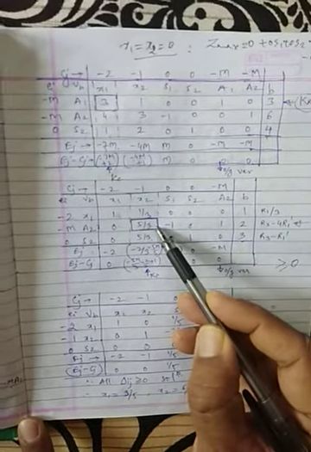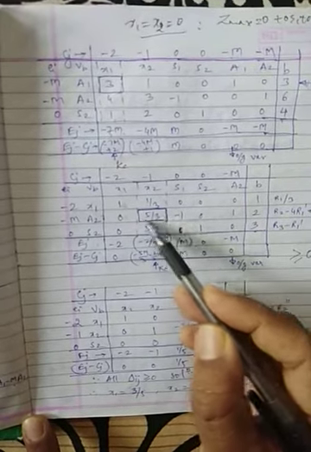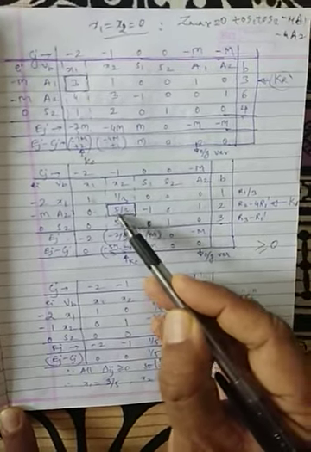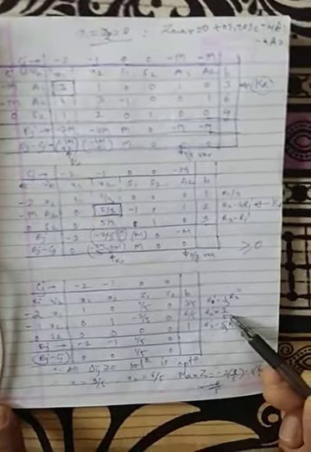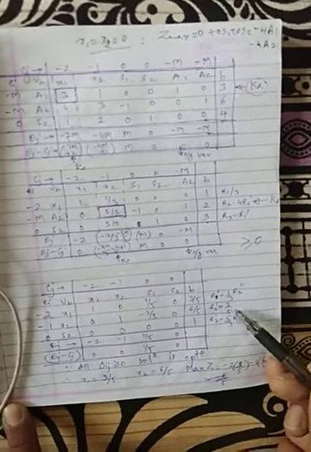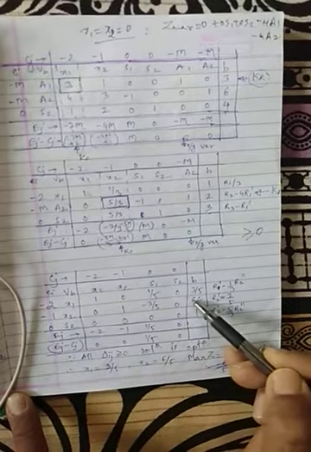So to make this unity now, R1 dash, R2 dash, R3 dash. R2 dash I want to make unity. So 5 by 3, if you want to make unity, you have to multiply by 3 by 5. So the rule I have written here, R2 dash into 3 by 5. Applying this rule to the whole row, the second row elements are changed.